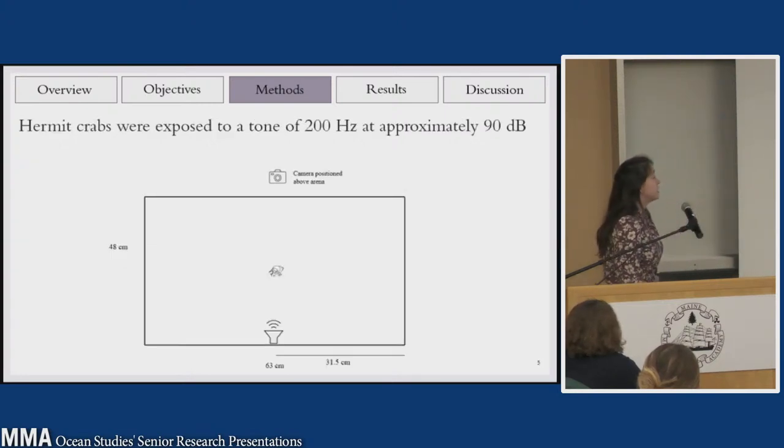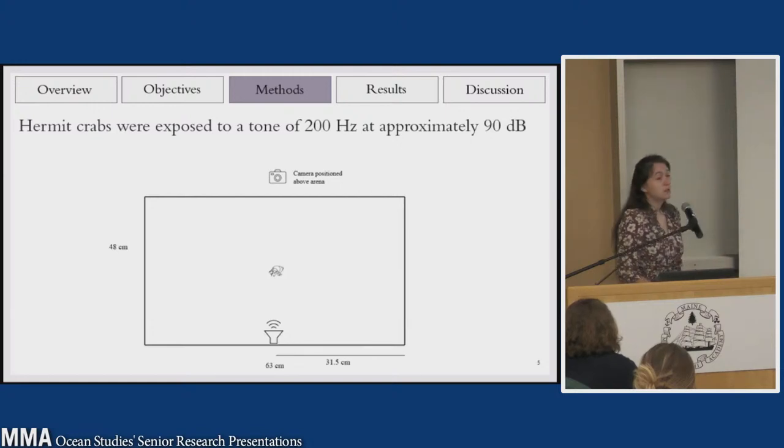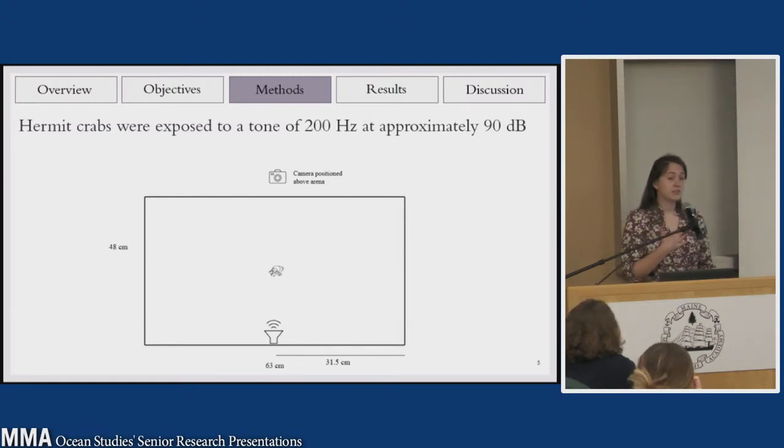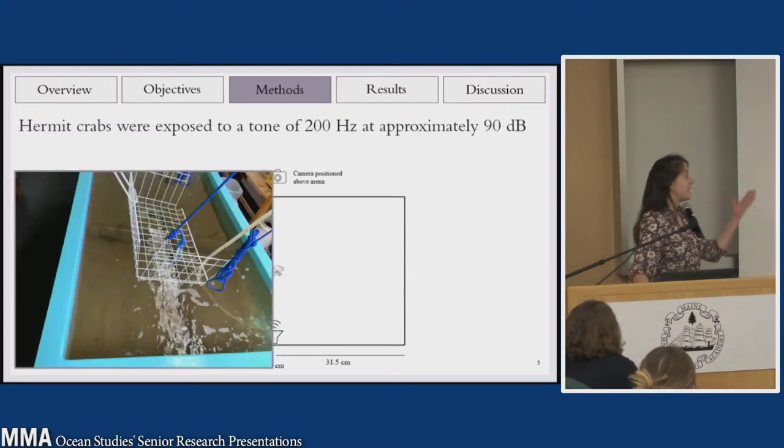The methods of my study included collecting hermit crabs from our back shore and housing them at Andrew's laboratory at the waterfront. I then sectioned off a flow-through seawater table with some plexiglass to make a smaller arena, and I filled that arena with about 3 centimeters of sand, just to allow burrowing to take place should any hermit crab decide to burrow. And in order to minimize the effect of my presence on the behavior of the hermit crabs, I used a GoPro camera that was hanging in this wire basket directly above the arena to record each of the trials.